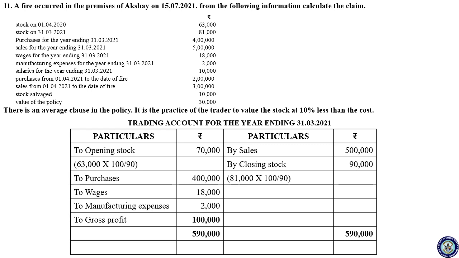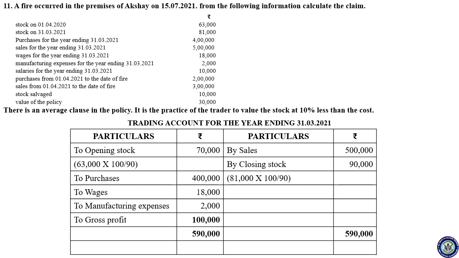Opening stock, you have to convert it into cost, that is into 100, right? Divided by 90. They have given purchases, wages, manufacturing expenses. They are the direct expenses, so debit side. Sales, credit side. Then the closing stock, again you have to convert it into 100, that is cost. The difference will be gross profit, that is 1 lakh.